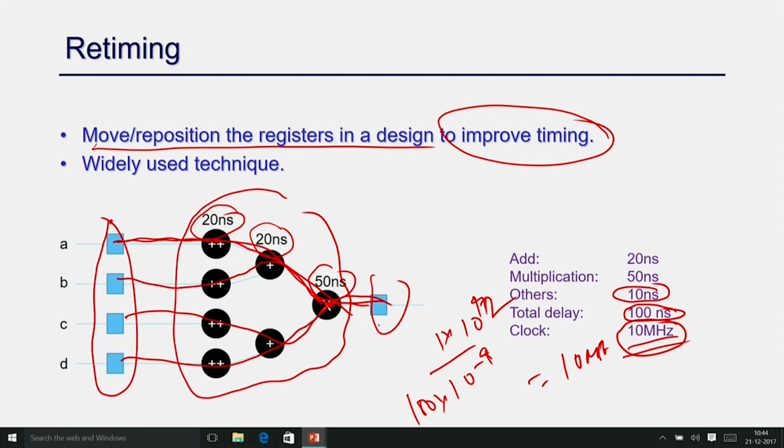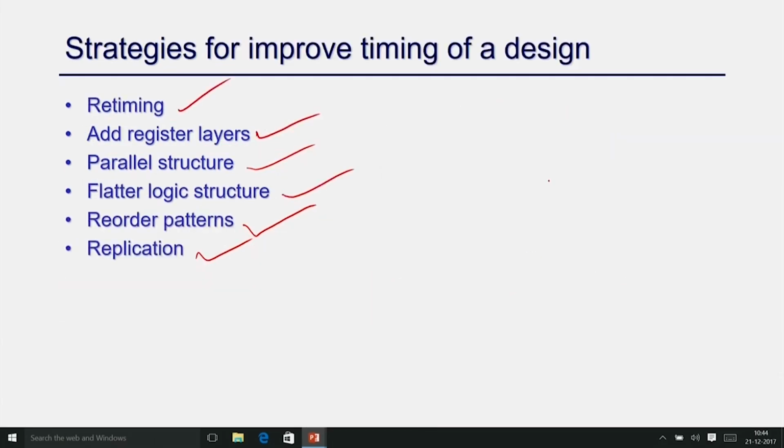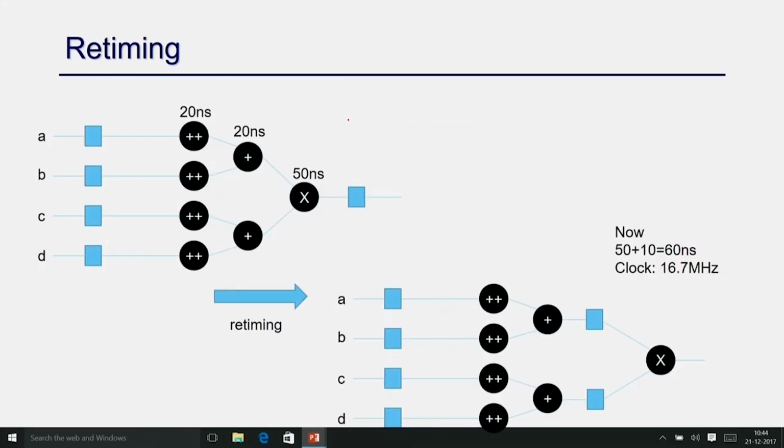So, now how can we improve this? You can actually move these registers here, right. So, instead of placing this register here, you can place this register here. Then your circuit performance will increase, right. So, this is my actual circuit where the maximum delay of the circuit is 100 nanoseconds. Here what I did is I just moved this register here, right. So, I just moved this register to here.